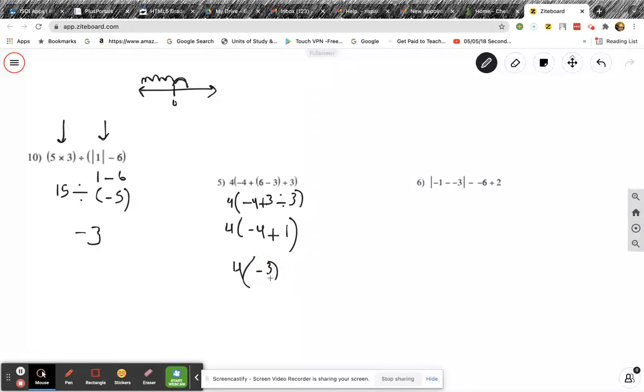And finally, this means multiplication when you have a 4 that's outside the parentheses like that. 4 times 3 is 12. However, this is a positive times a negative, which is negative. So negative 12 is the answer.